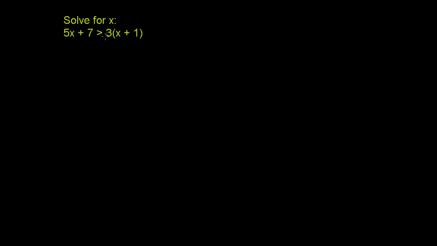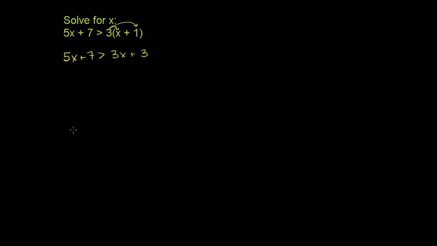Solve for x. And we have 5x plus 7 is greater than 3 times x plus 1. So let's just try to isolate x on one side of this inequality. But before we do that, let's simplify this right-hand side. So we get 5x plus 7 is greater than, let's distribute this 3. So 3 times x plus 1 is the same thing as 3 times x plus 3 times 1. So it's going to be 3x plus 3 times 1 is 3.